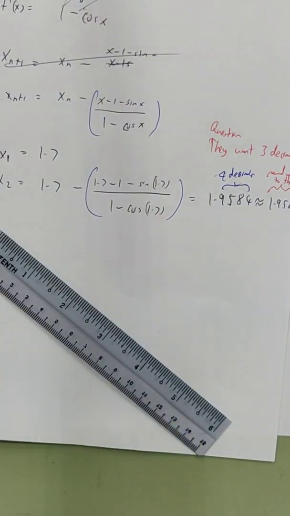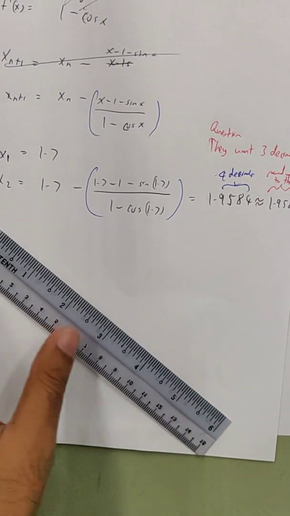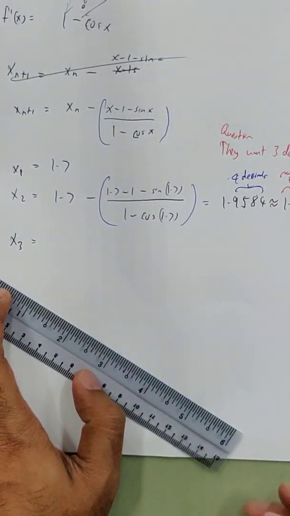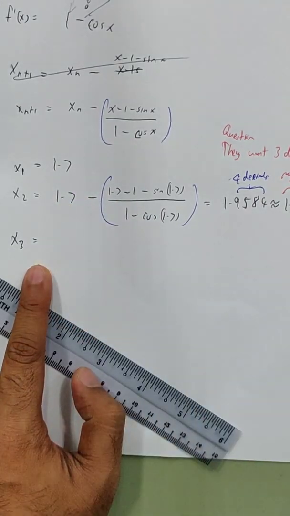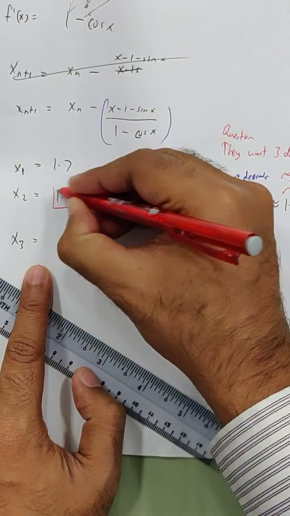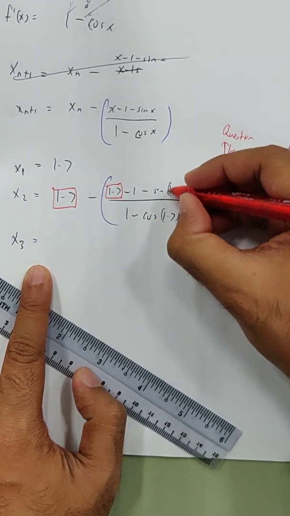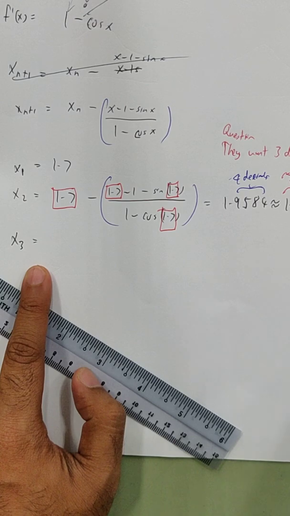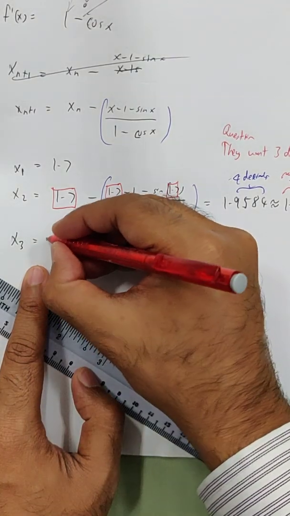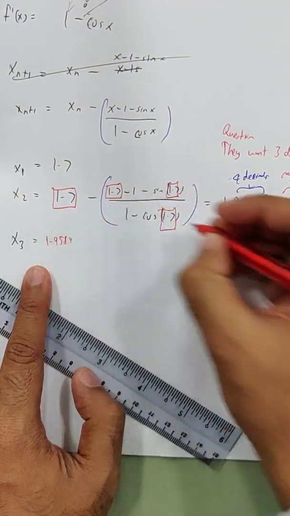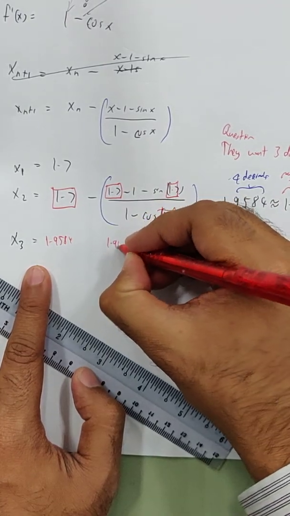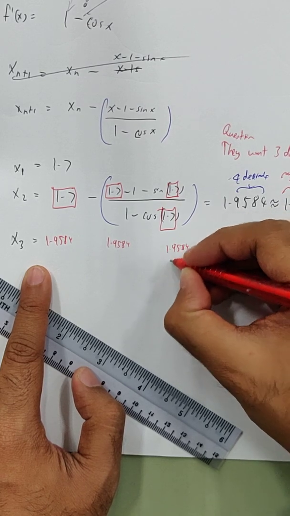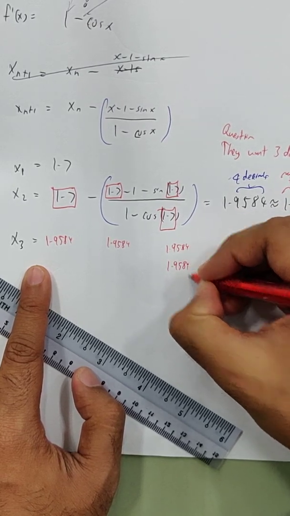What should you do next? Press your calculator again. Or you might want to write this one first. How do we write it down? Instead of 1.7, it should be replaced with 1.9584.